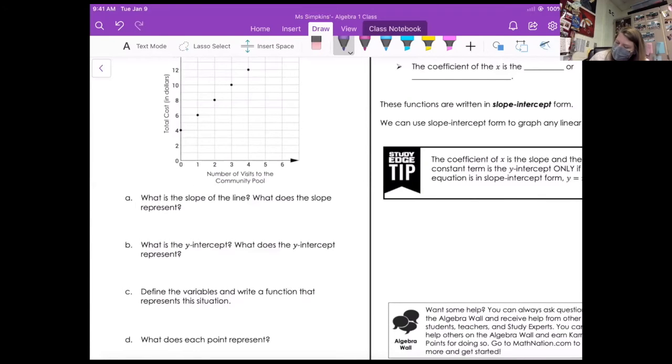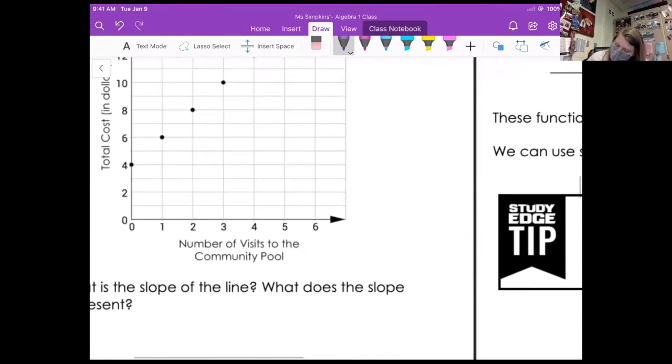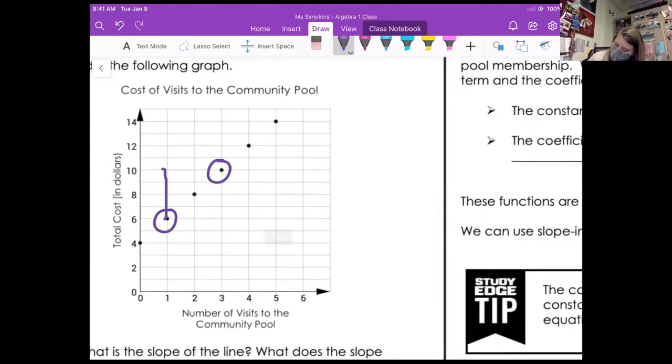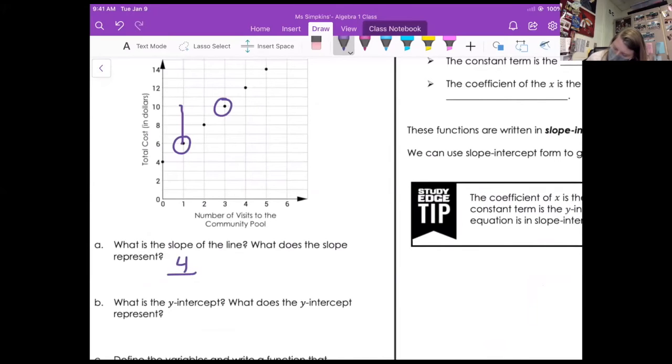All right, so what is the slope? I'm just gonna use this point and this one. So I went up from 6 to 10, which was 4. And then I went to the right from 1 to 3, which was 2, and that simplifies to 2. So no matter what you use, you should have gotten a slope of 2. And that represents dollars per visit.